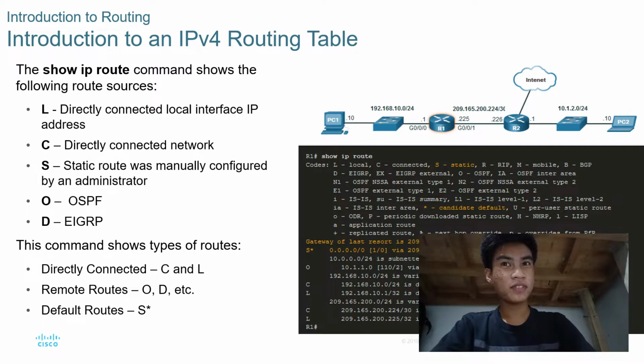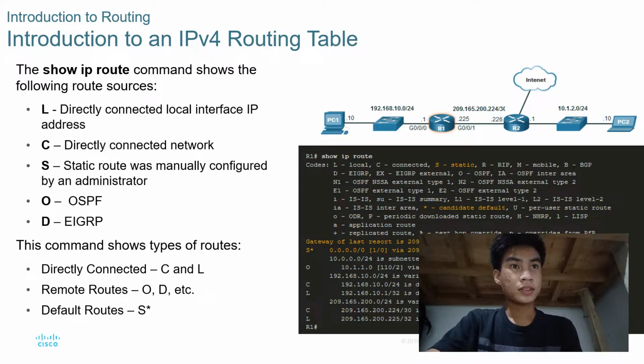Introduction to an IPv4 routing table. The show ip route privileged EXEC mode command is used to view the IPv4 routing table on a Cisco IOS router. The example shows the IPv4 routing table of router 1. At the beginning of each routing table entry is a code that is used to identify the type of route or how the route was learned.